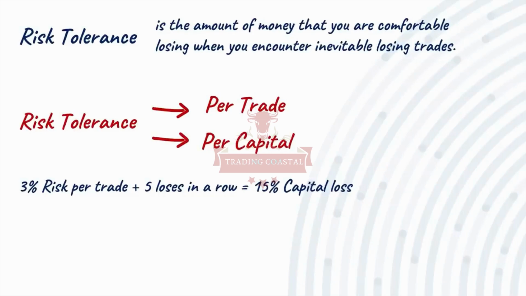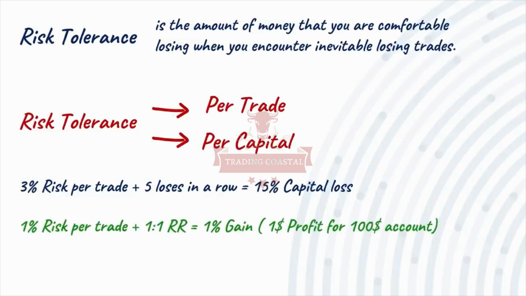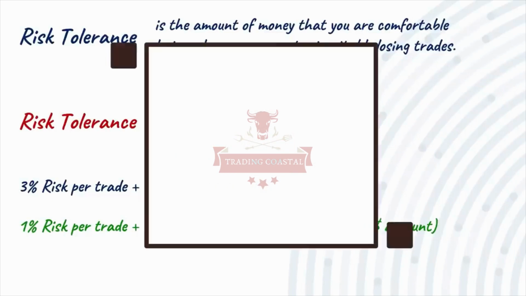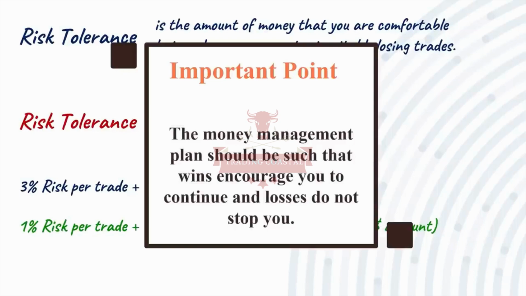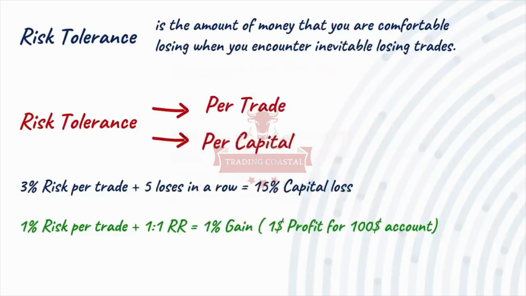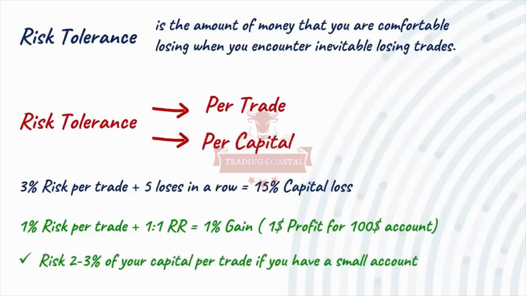But why don't we risk very smaller percentages? The amount of your risk on each trade determines the amount of gains as well. For example, if you have a small account and you risk 1% per trade and your risk-to-reward ratio is 1-to-1, you will gain 1% per trade. And if it does not satisfy you after all of the hard work you put into the trading, you will get discouraged. As a result, your money management plan should be such that wins encourage you to continue and losses do not stop you. If I was a beginner and I had a small account, I would probably risk 2-3% of my capital per trade.